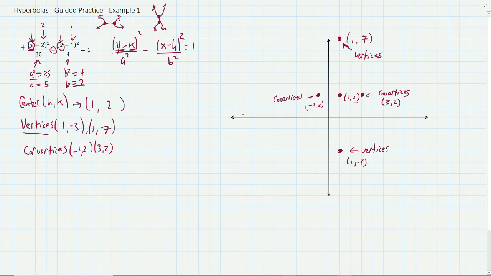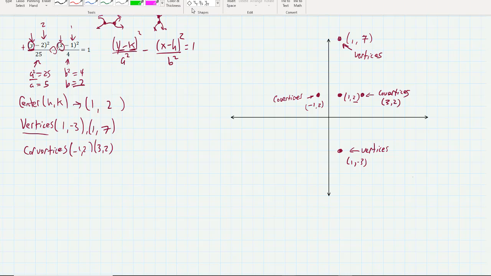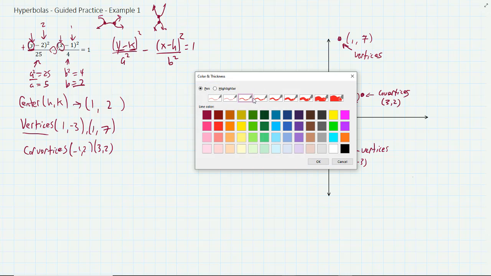Not terribly difficult in any of this. And now we're going to draw a box to connect the outside vertices. So it's going to be a rectangle, exactly what it is. Let's go ahead and pick a color here, and this width here, and this is a nice red.